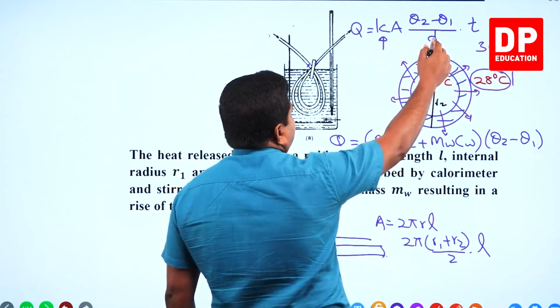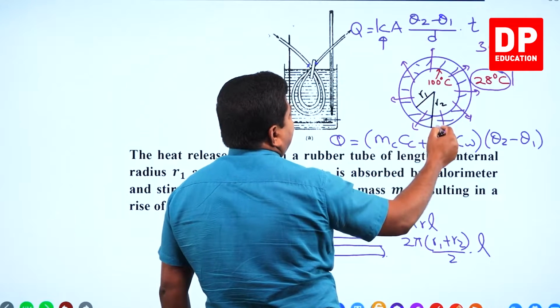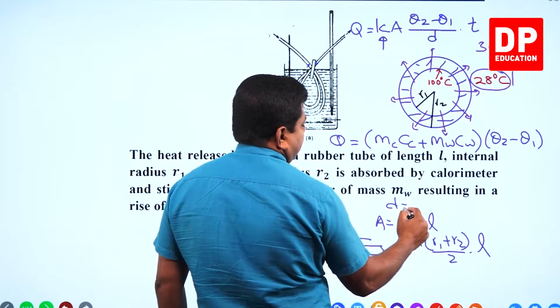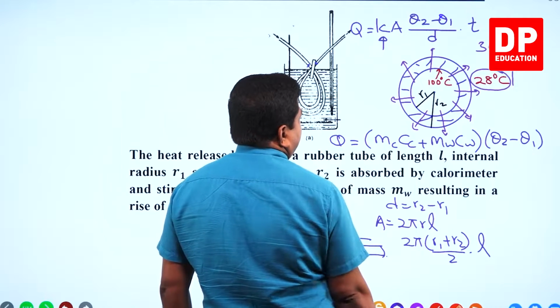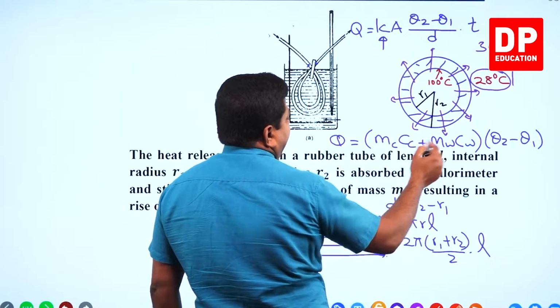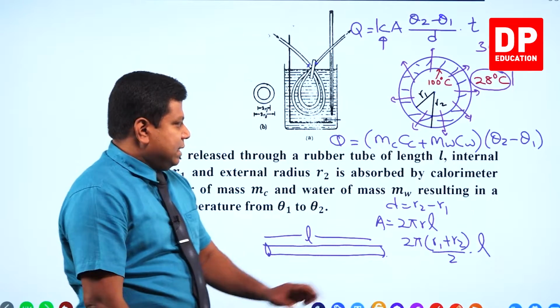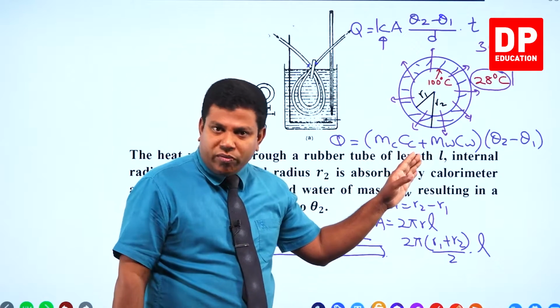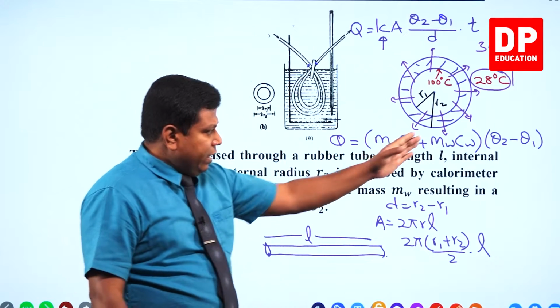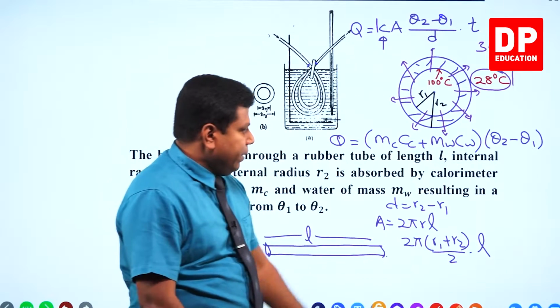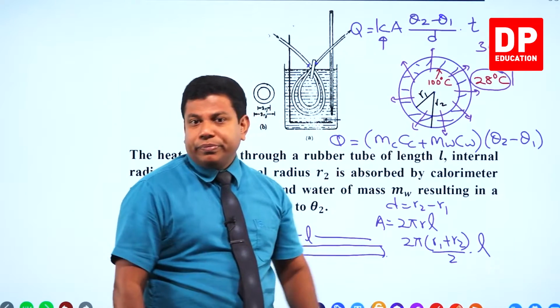Hold on. What would be the d here? R2 minus R1, right? D is going to be R2 minus R1, the thickness. So, MC, MW you can measure with a chemical balance or 3-beam balance. CC is usually considered to be 420, it's copper. Water specific heat capacity is 4200. Theta 1, theta 2 you can measure.